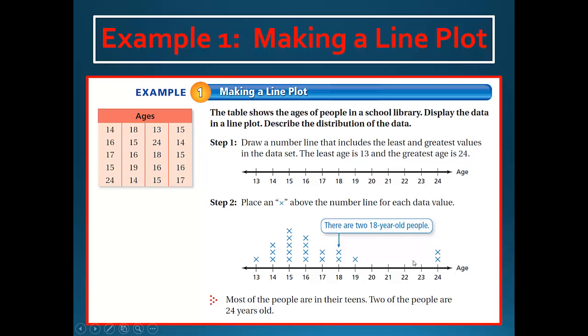If the data does not appear in our data set, so the number doesn't appear, then we would not have any X's above the number for the line plot, but we would still include those numbers in our number line.